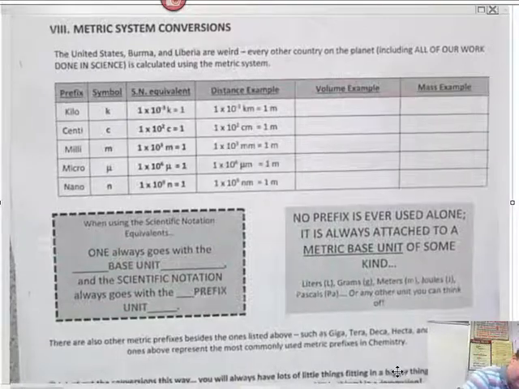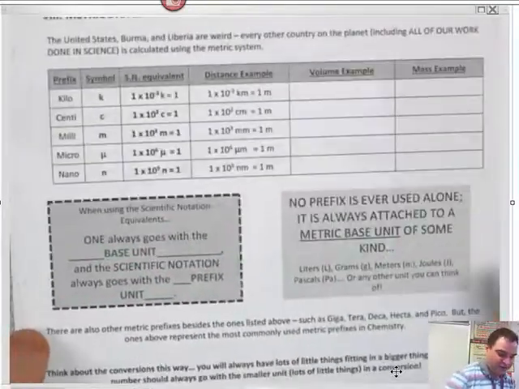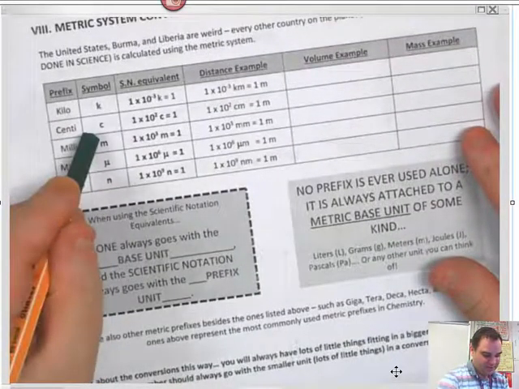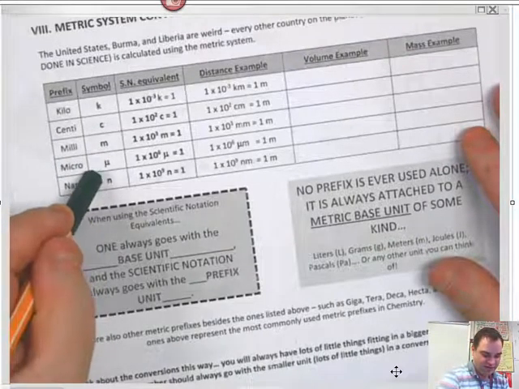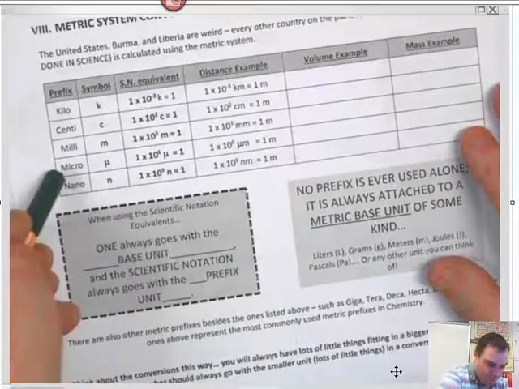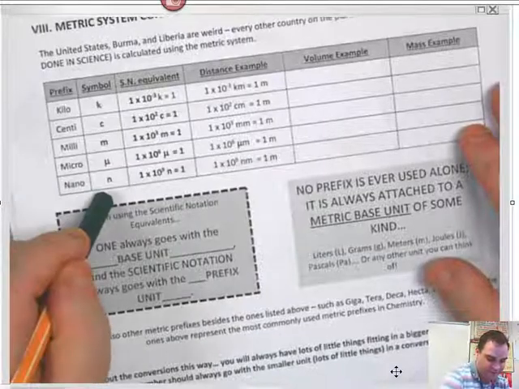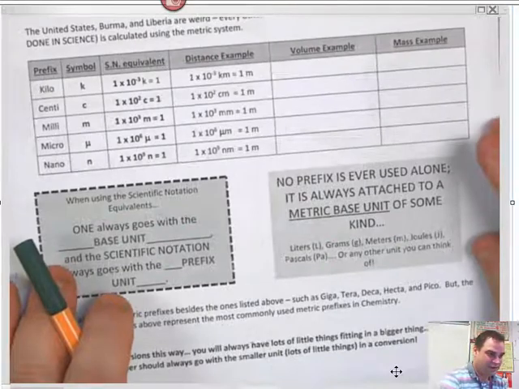Now, we're not going to use every metric conversion I know of. We're just going to base off of these five. We're going to do kilo, which is a small k, centi, which is a small c, milli, which is an m, micro, which is a u, just so you know. That's a Greek mu. Micro, u. Okay. Nano, n. Those are the conversions that we are going to use.